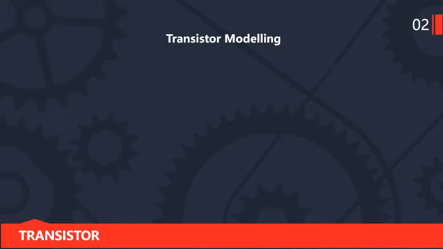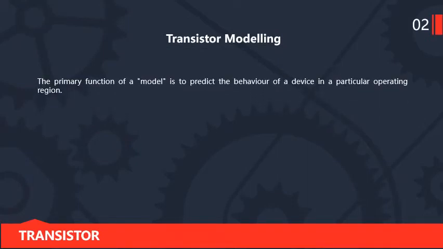Transistor modeling. The primary function of a model is to predict the behavior of a device in a particular operating region. ट्रांजिस्टर में हमने तीन रीजन पढ़े हुए हैं, कट ऑफ रीजन, सैचुरेशन रीजन एंड एक्टिव रीजन. तो तीनों रीजन में ट्रांजिस्टर का बिहेवियर जानने के लिए हम मॉडल्स बनाते हैं.